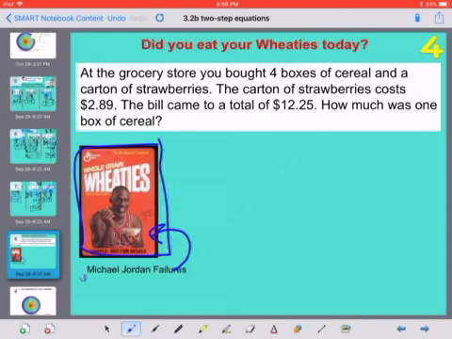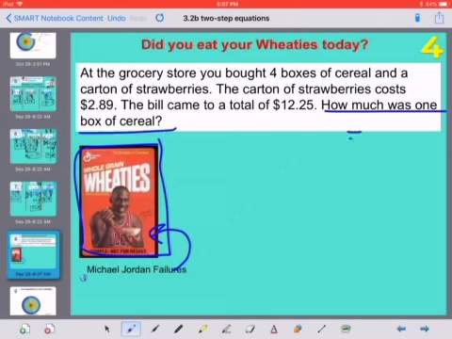So it says, did you eat your Wheaties today? At the grocery store, you bought 4 boxes of cereal and a carton of strawberries. The carton of strawberries costs $2.89. The bill came to a total of $12.25. How much was 1 box of cereal? So it doesn't say this, but we need to write out an equation first and then solve it to figure out how much 1 box of cereal was.